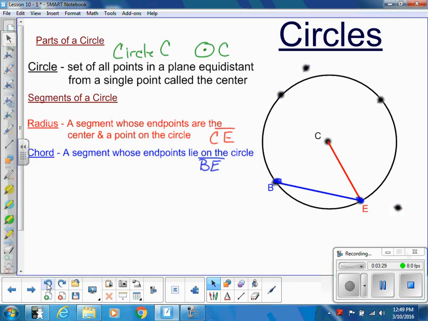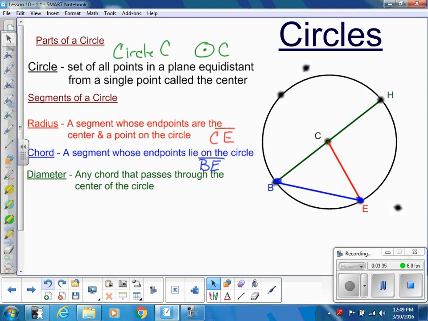Now, if we just happen to take one of those chords and cut it through the center of the circle, that's when we get a diameter. A diameter is a chord that passes through the center of the circle. So for example, here we have segment BH. So a radius starts at the center and goes to the outside. A chord, both endpoints lie on the circle, and then a diameter happens to be a chord that cuts through the center. Those are the three segments of the circle.